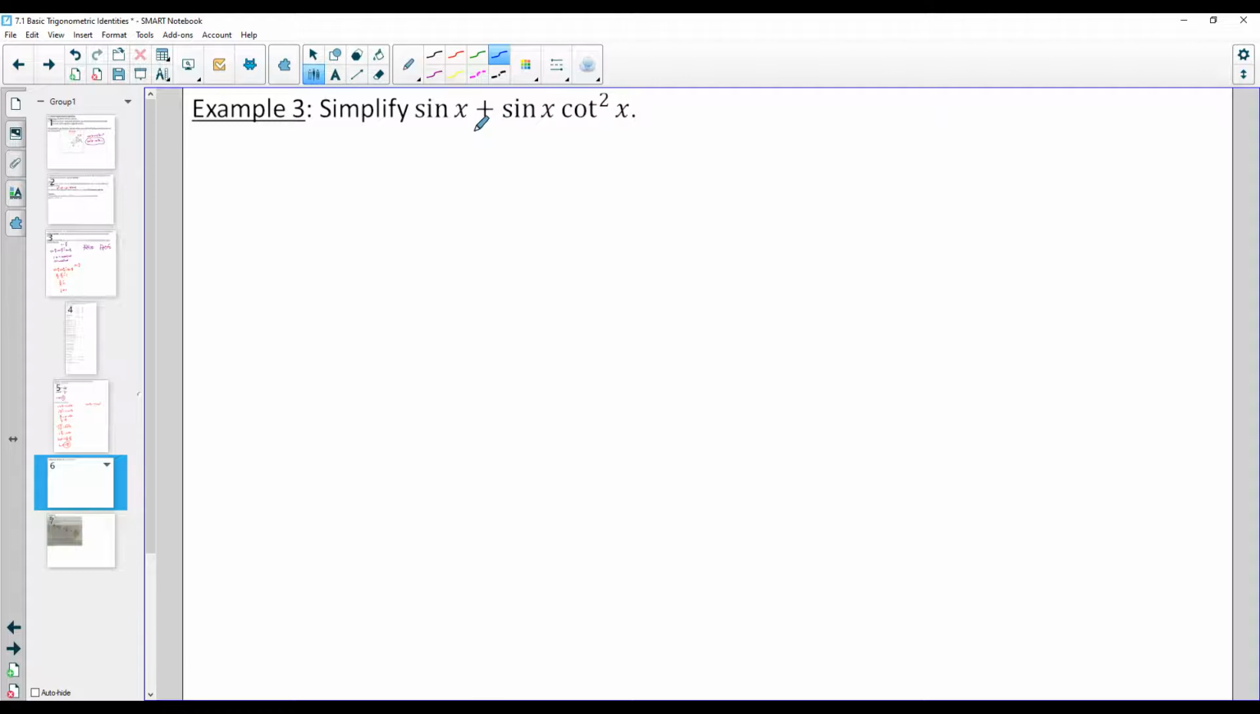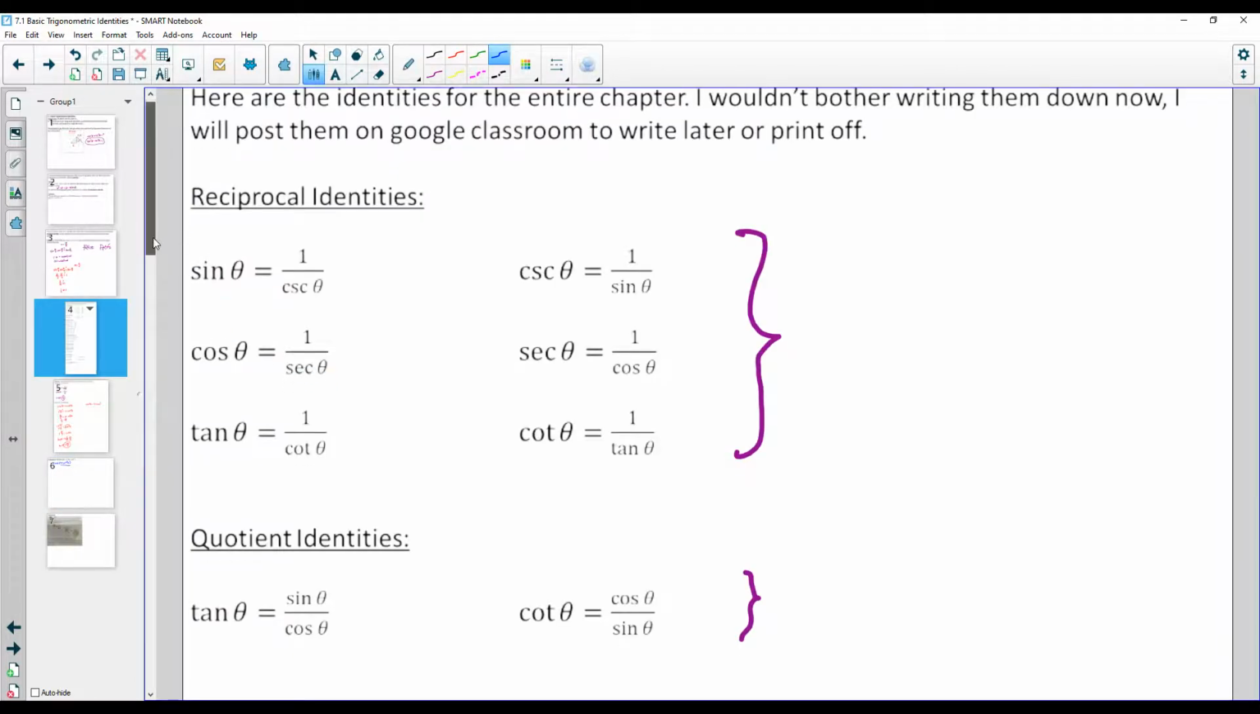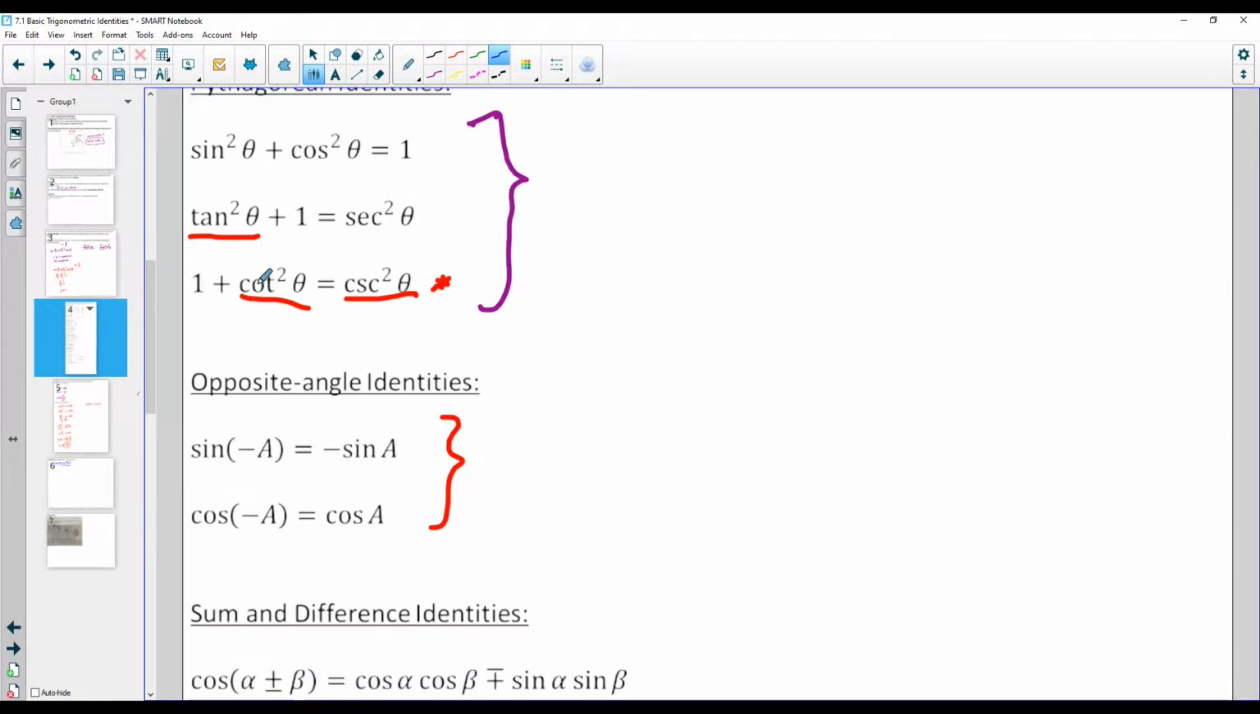So another thing I see is that these both have a sine of x. One math instinct I have is to factor things, right? So let me factor out a sine of x, and then I'm going to get 1 plus cotangent squared of x. Well, this looks really familiar, 1 plus cotangent squared of x. That looks like 1 plus cotangent squared of theta equals cosecant squared of theta.